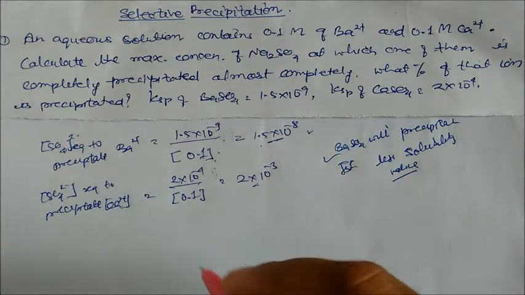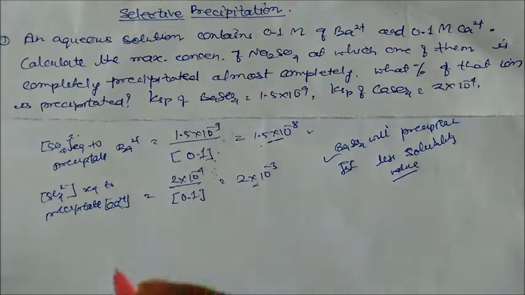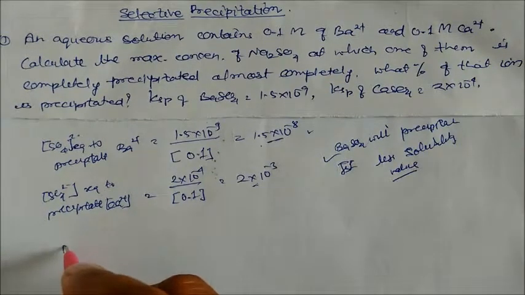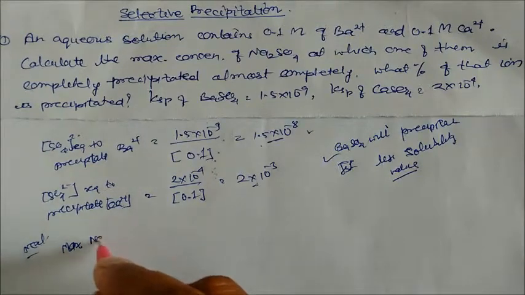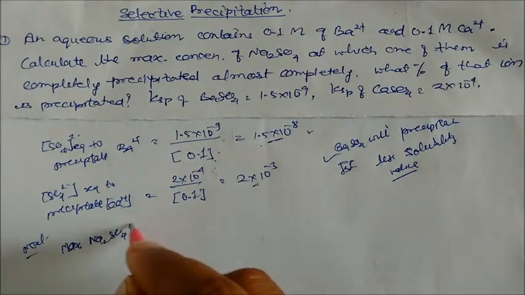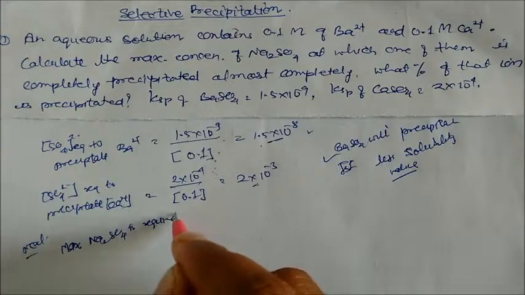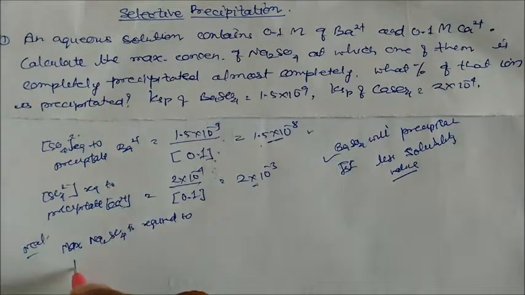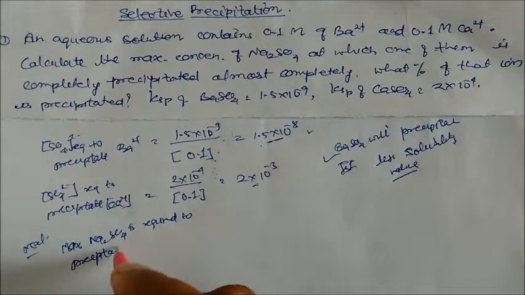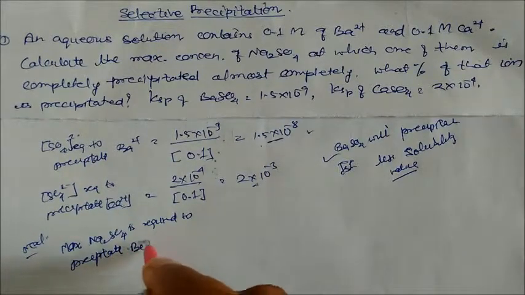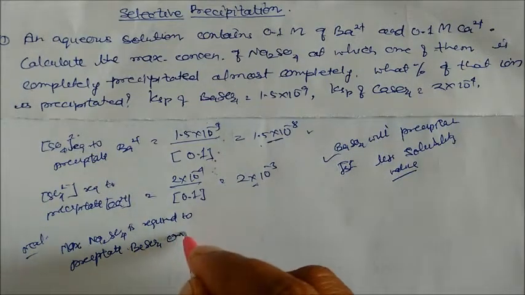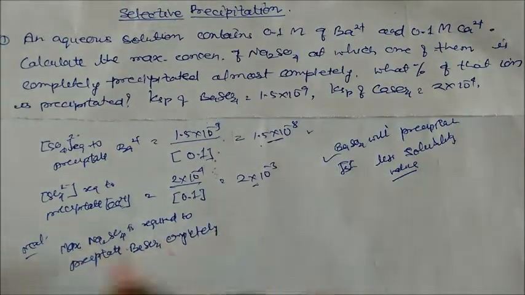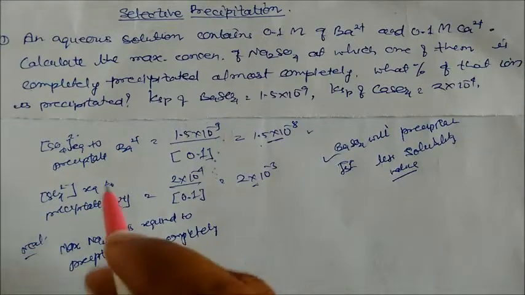Now we have to find out the maximum sodium sulfate required for the precipitation of barium ion. Next, we have to find the maximum sodium sulfate required to precipitate barium sulfate fully, meaning completely. How much sodium sulfate will we add to precipitate barium sulfate completely?